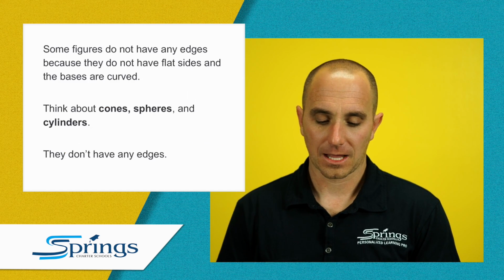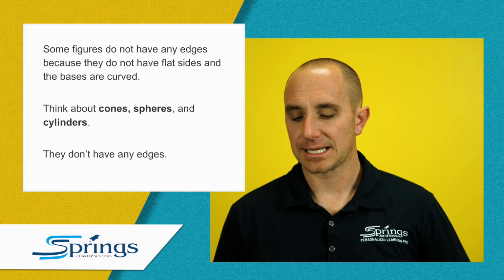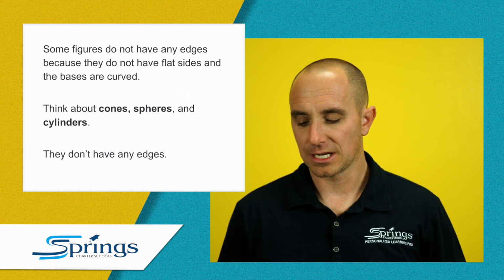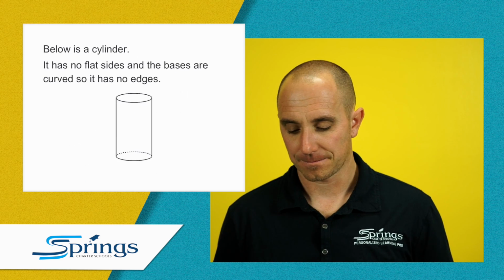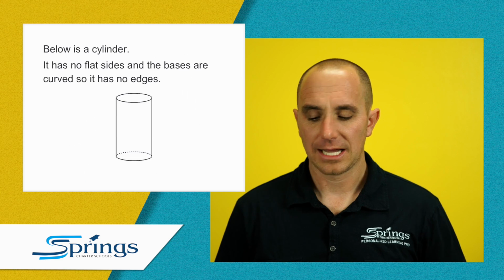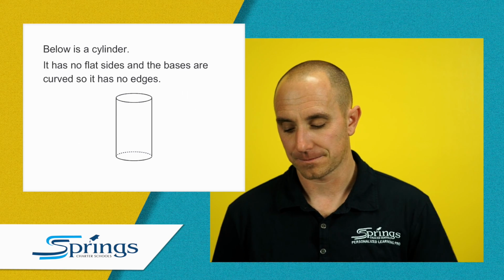All right. So some figures do not have any edges because they do not have flat sides and the bases are curved. So think about cones and spheres and cylinders. They don't have any edges. Below is a cylinder. It has no flat sides and the bases are curved, so it has no edges.